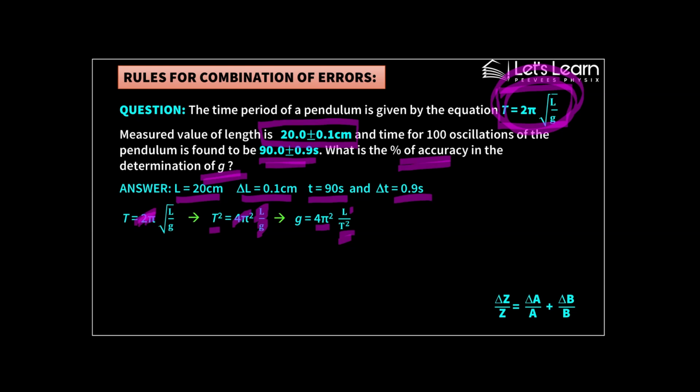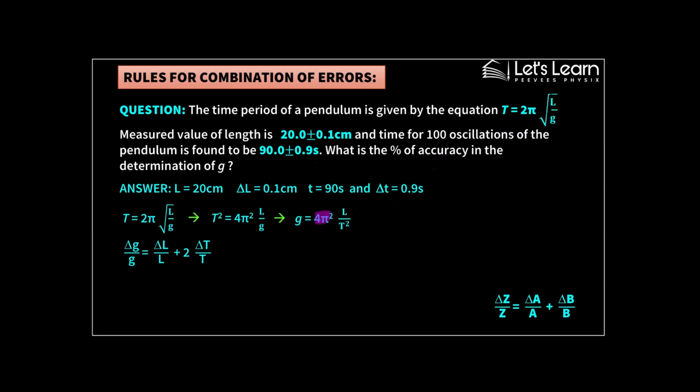First part over. 4 pi squared has no error. Why does 4 pi have no error? Because we are not measuring 4, we are not measuring pi. It's a constant. For constants, there will not be any error. Now you can see this is a kind of division and t squared, which is a kind of multiplication. So the fractional error in g can be written like this.